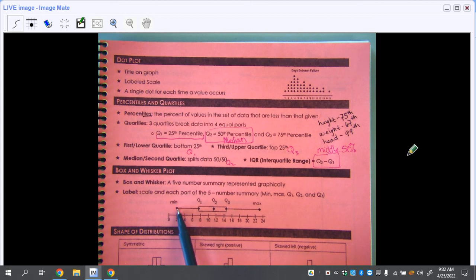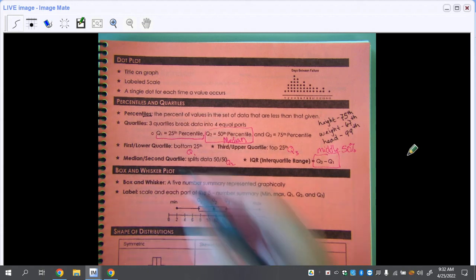This first dot is always the min. No matter what box and whisker plot we have, that one is always the min. Your Q1 is always the first part of the box. Your Q2 is the middle of the box, which remember that's your median. And then your Q3 is the outer edge of the box. And then we got your maximum.